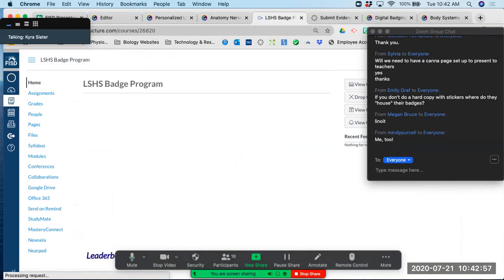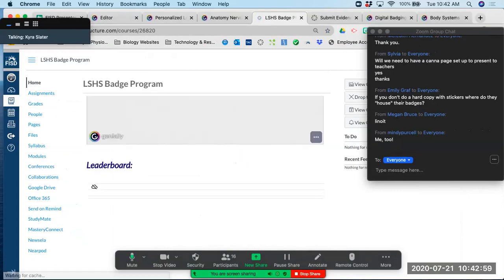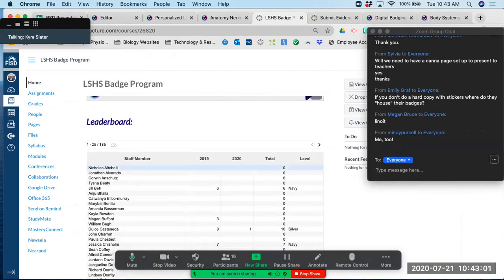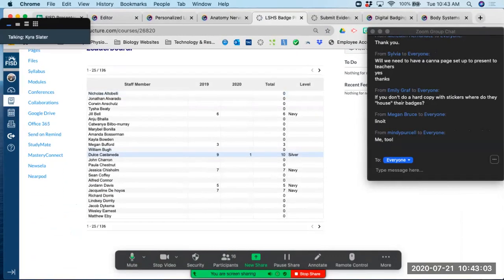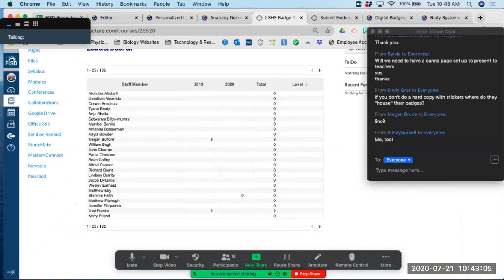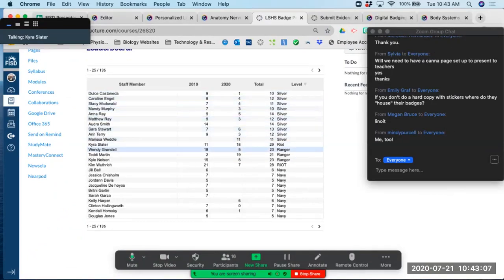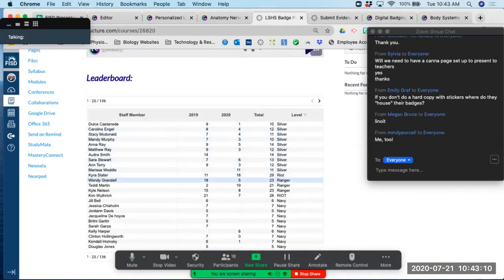So here's the leaderboard that she embedded onto the badge program, and it's down here, and it shows how many everybody has from each year. And you can give them levels if you wanted to. So our reward system for our badge program is like, if you get 5 badges, it's like the ranger level or I can't remember, maybe silver. And for that, you get a snack.